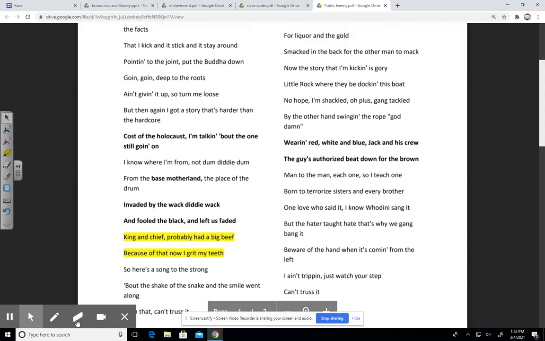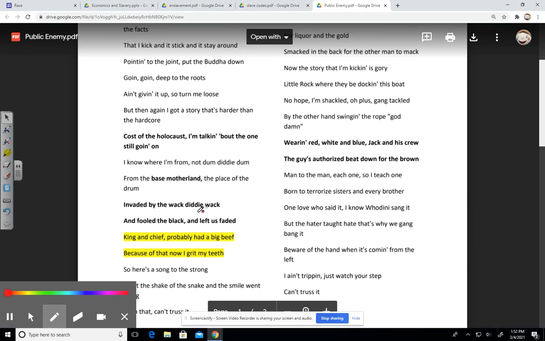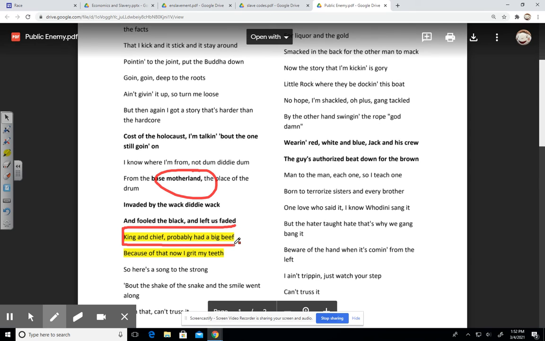So I'll just kind of analyze some of the things here. When he talks about the motherland, this is a reference to Africa. King in Chief probably had a big beef is a reference to the African tribes selling their own African brothers and sisters to Europeans during the Triangle slave trade. So the artist here is saying, because of that, now I grit my teeth. So he's upset about that particular process.